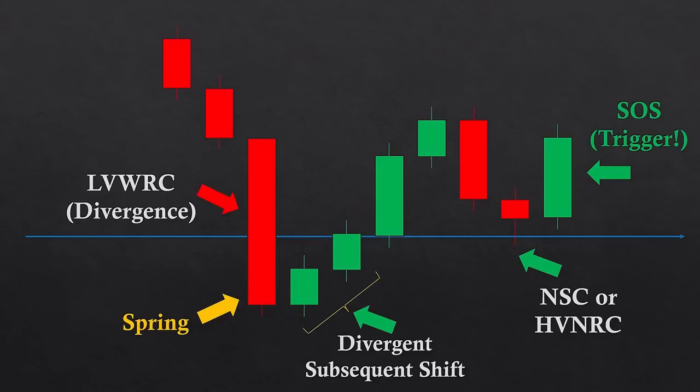You want to see a lower tail representing some sort of reaction to the support and a sign of strength candle after to signal a trigger to the upside.